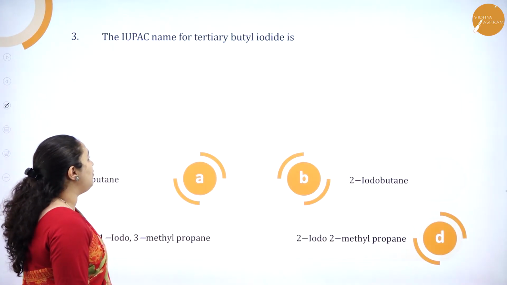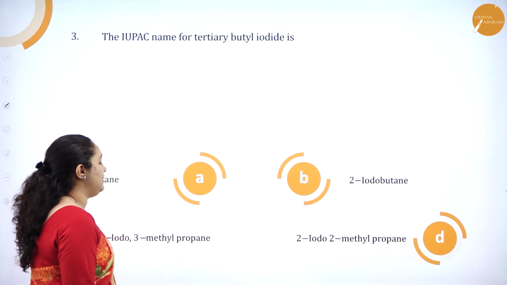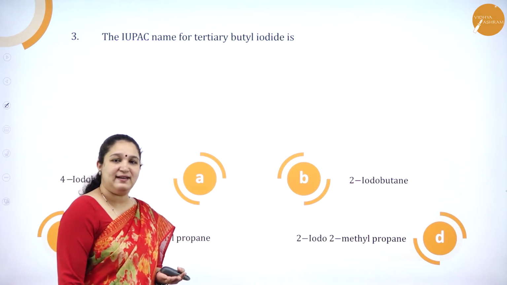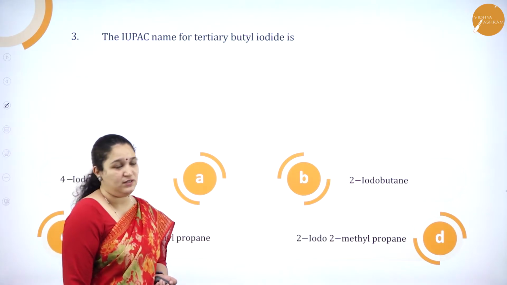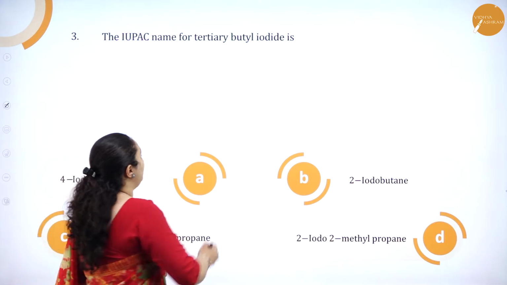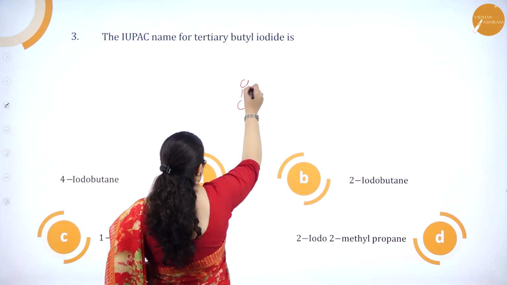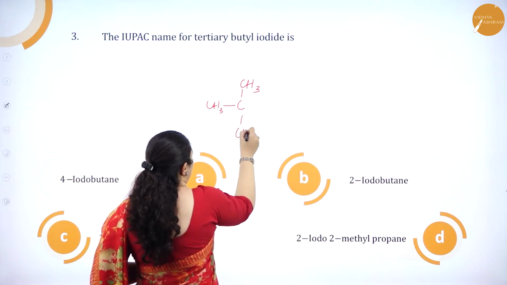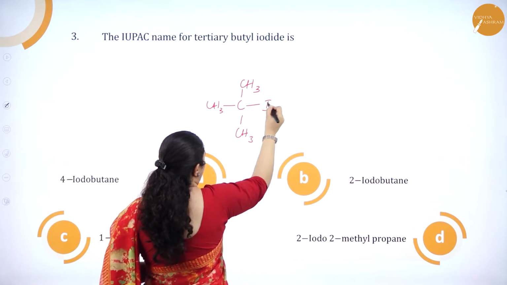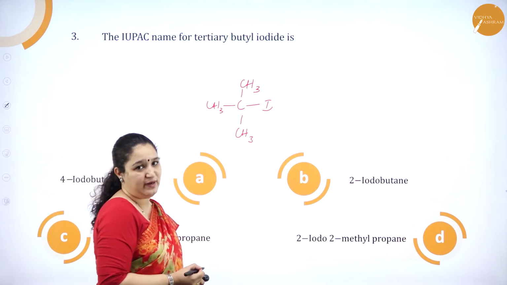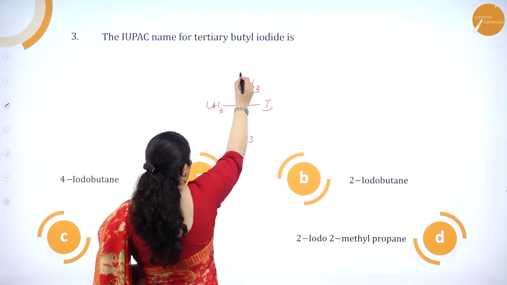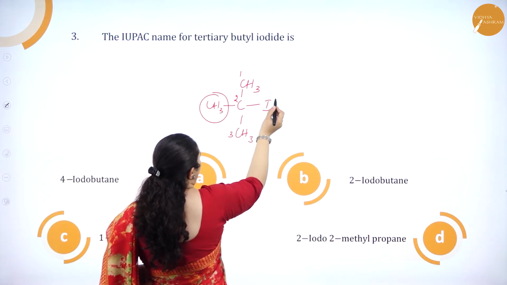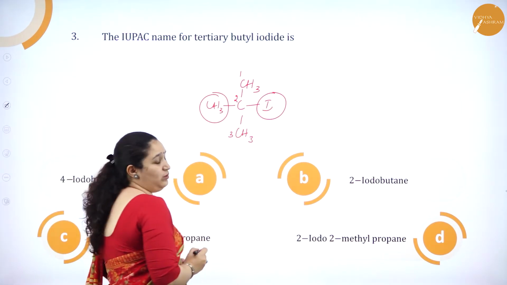The IUPAC name of tertiary butyl iodide is... Before I look into the options for the IUPAC name, I can directly write it off and then look for the correct answer. So tertiary butyl iodide is carbon which has got CH3, CH3, CH3 and iodine. This is tertiary butyl iodide. Now how to name this? I'll take this as first carbon, second, third. For the second carbon atom, I have a methyl group and the iodo group.